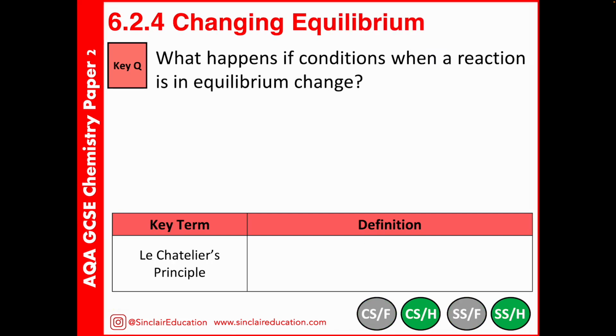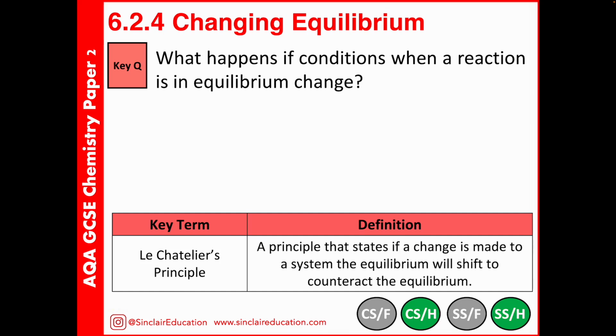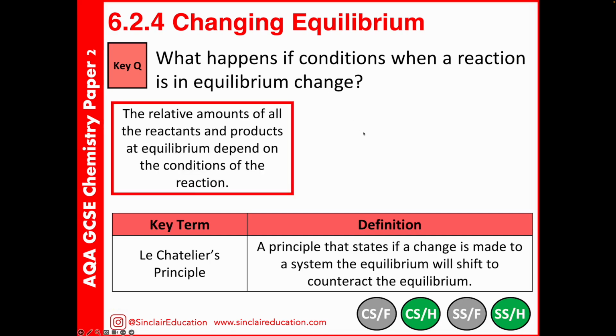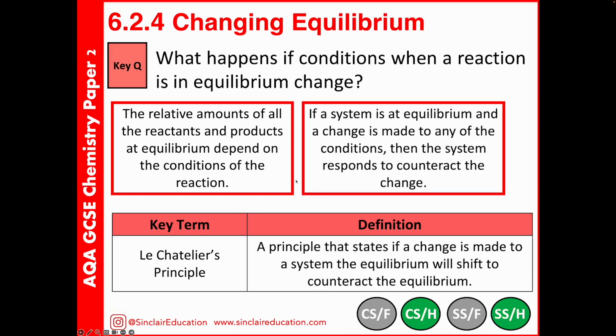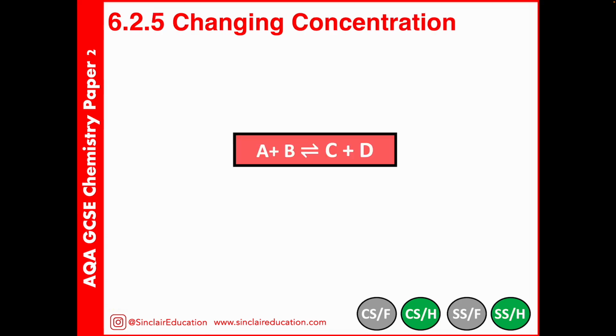The next section is higher only, and this is where you need to be prepared to discuss what happens in a reaction if conditions change. And this is where Le Chatelier's principle comes in. This is an idea that if you change the conditions in a reaction, the equilibrium will shift to counteract this. So, for example, all the quantities of reactants and products we have depend on the conditions of the reactions. If you change something, the system will respond and counteract your change, and we'll look at some examples of this.